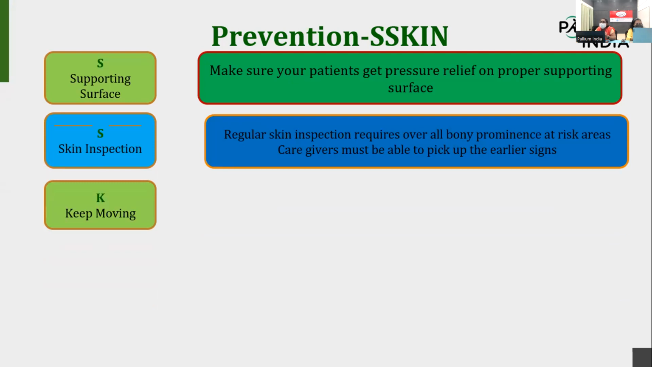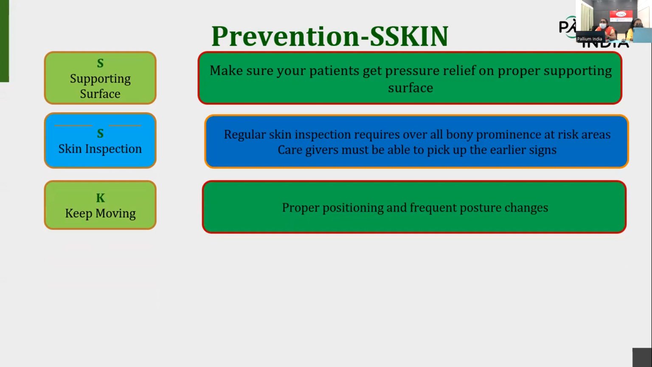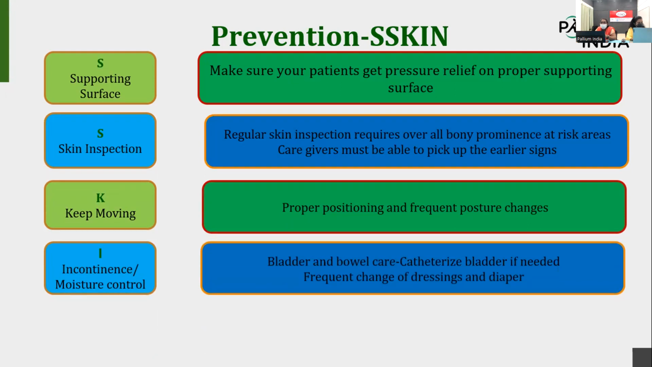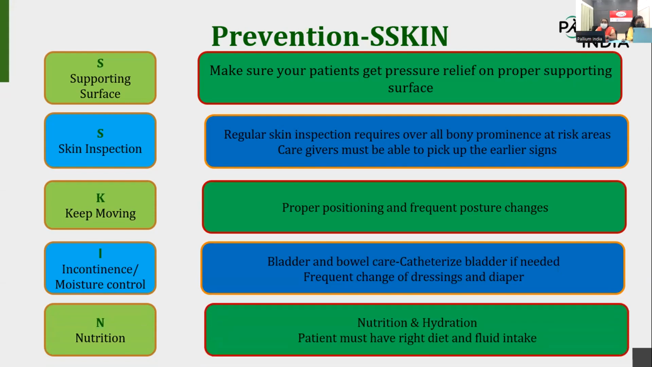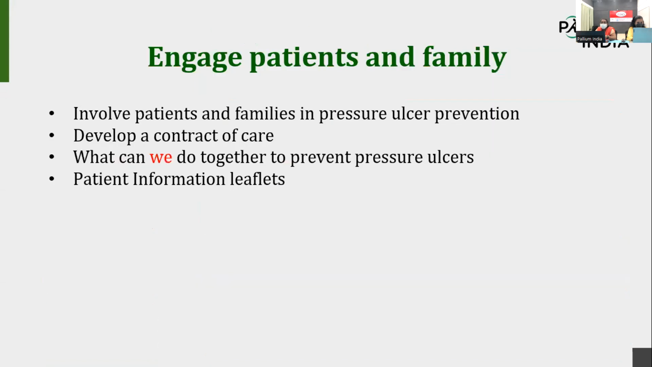The K is keep moving. Every 2 to 3 hours, they have to change position. Then incontinence and moisture control: bladder and bowel care is important. If possible, you can catheterize, otherwise they can use a diaper. The last one is N, nutrition and hydration. The patient must take the right diet and fluid intake. So this is the small tip for preventing pressure ulcer.